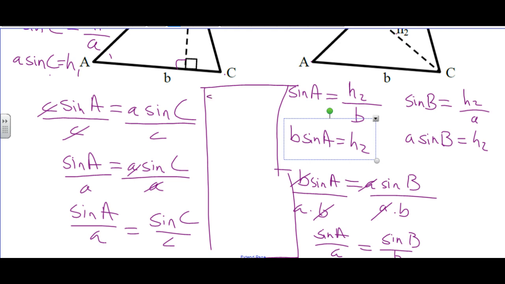We end up with sine A over A is equal to sine B over B is equal to sine C over C. Okay, and that's the sine law. And that's not the form you're going to get on your formula sheet. Okay? What you're going to get on your formula sheet is this.